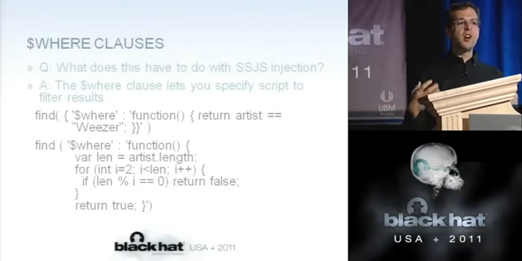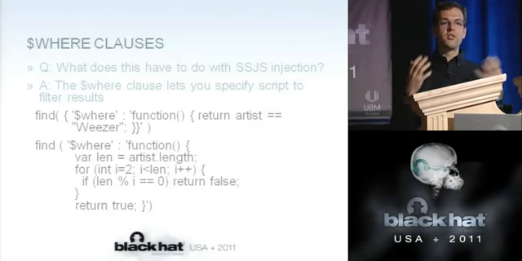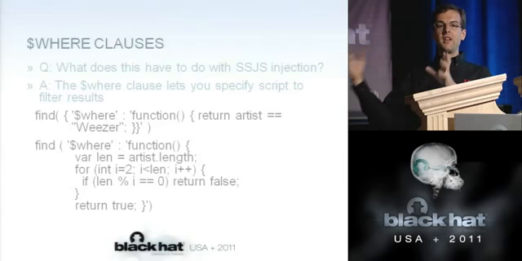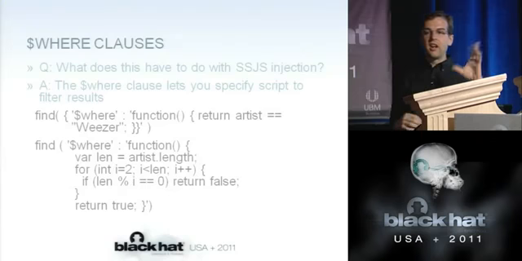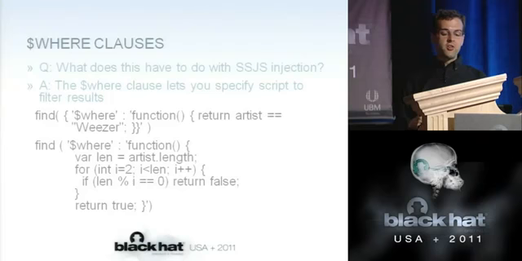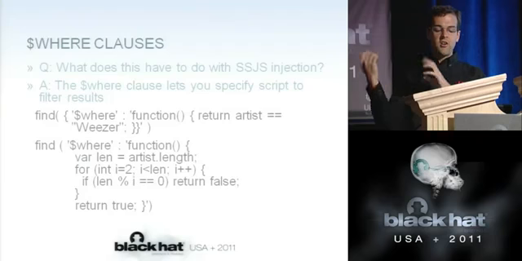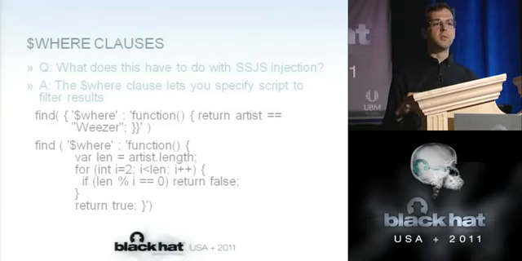So I'm going to create a JavaScript function, and it's basically going to return true or false. And I can do anything I want within that. If it gets true, then that document is going to be returned as part of the filter, and if it's false, it's not. So at this point, I can do that same thing again. I can say, I'm going to create a function, and I'm going to return artist equals Weezer, so this will pull back all the Weezer ones.